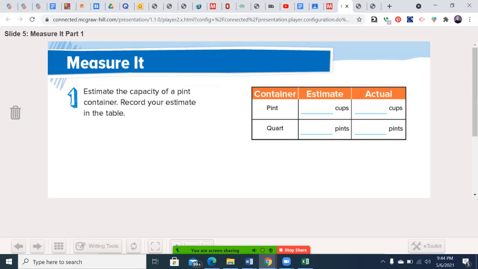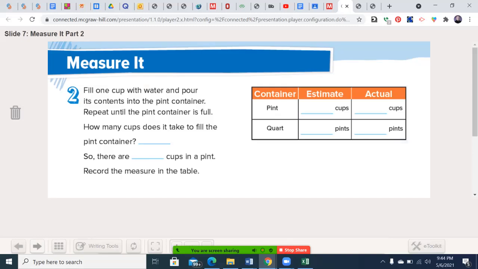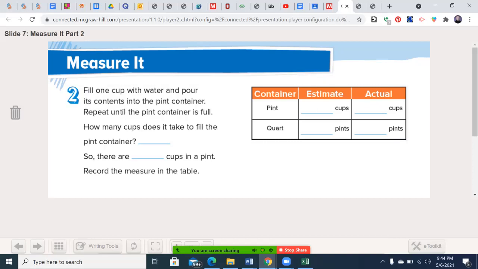How many cups do you think are in a pint? How many pints do you think are in a quart? So you could estimate 3 there. You're going to get your own estimate for pint and quart. So how many cups does it take to fill the pint container? So there are blank cups in a pint.